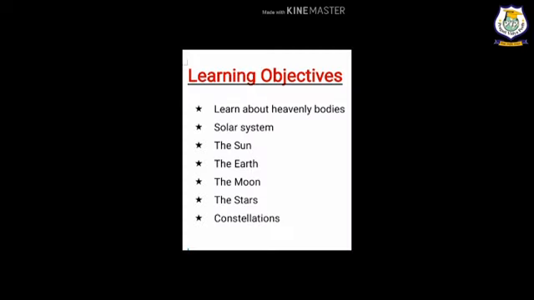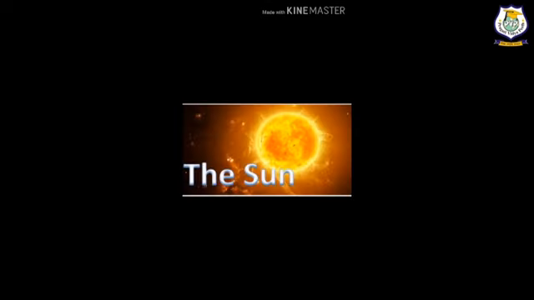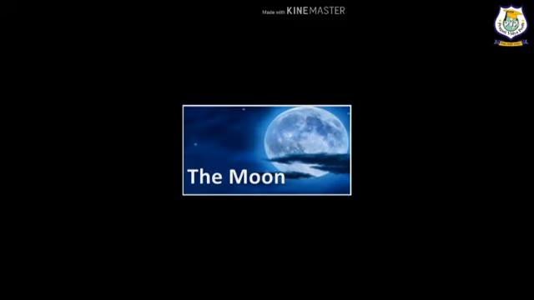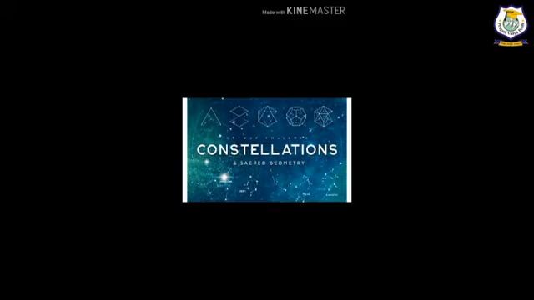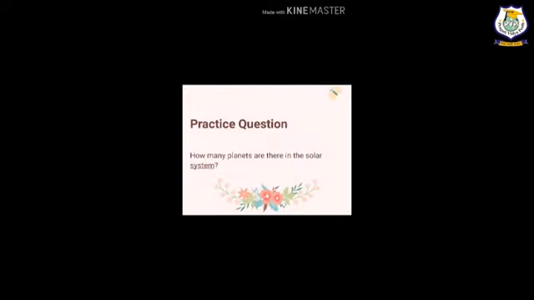So students, we have covered these topics today that are heavenly bodies, the sun, the earth, the moon, the stars, and the constellation. Now let me ask some practice questions related to this chapter. So the first question is, how many planets are there in the solar system? Correct answer is 8. There are 8 planets in the solar system.